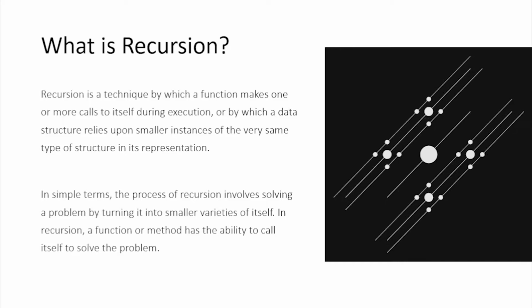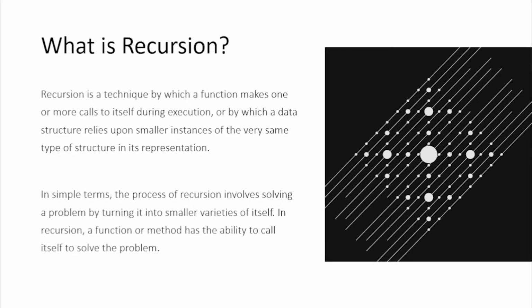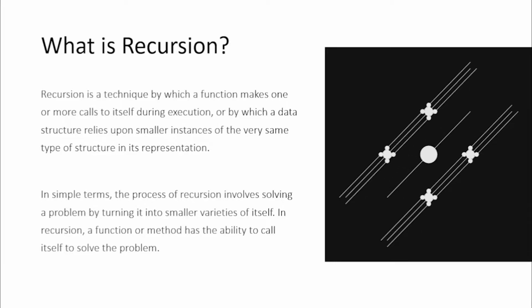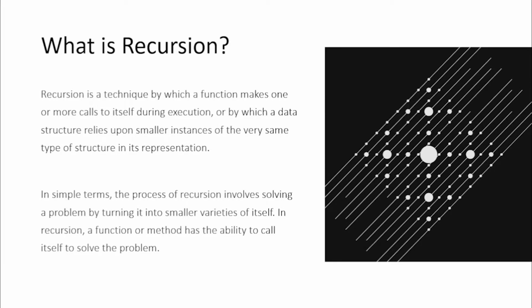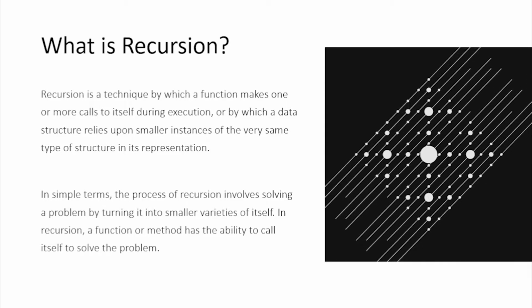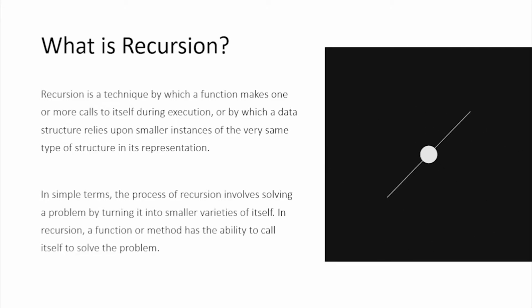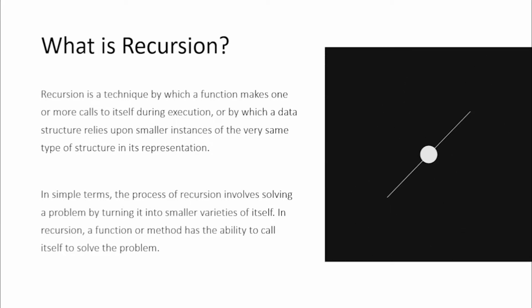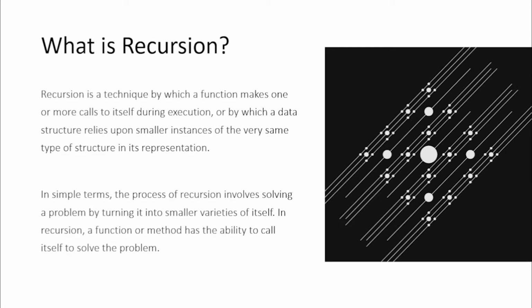What is recursion? Recursion is a technique by which a function makes one or more calls to itself during execution, or by which a data structure relies upon smaller instances of this very same type of structure in its representation. In simple terms, the process of recursion involves solving a problem by turning it into smaller varieties of itself. In recursion, a function or method has the ability to call itself to solve the problem.